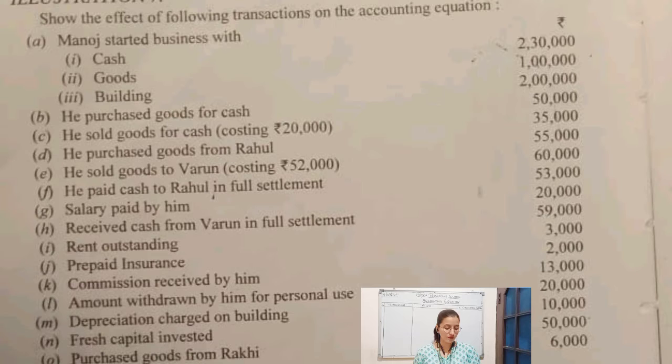Received cash from Varun in full settlement 59,000. Rent outstanding 3,000. Prepaid insurance 2,000. Commission received by him 13,000. Amount withdrawn by him for personal use 20,000. Depreciation charged on building rupees 10,000. Fresh capital invested 50,000 and purchased goods from Rakhi 6,000. So we have to show all these transactions in the accounting equation.